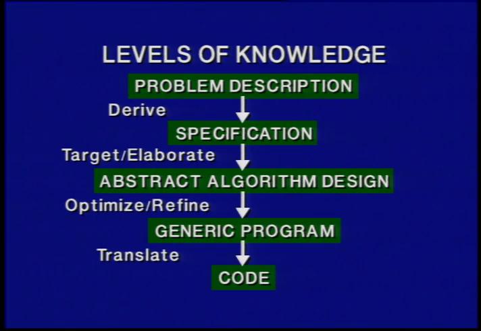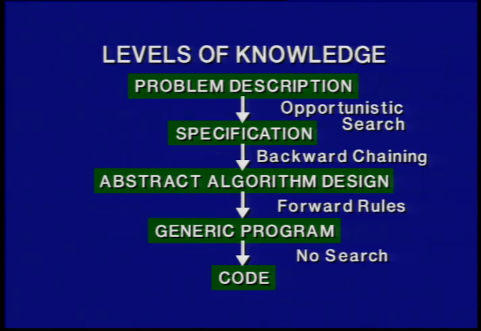The targeting to a particular architecture, such as serial or parallel, and elaboration to the abstract algorithm level require formulation in terms of concepts such as difference expressions and regions on a grid. These domains are further refined and optimized to construct a generic program with concepts such as array ranges and numerical analysis routines. Finally, detailed target language knowledge helps translate the program into code in FORTRAN or C.